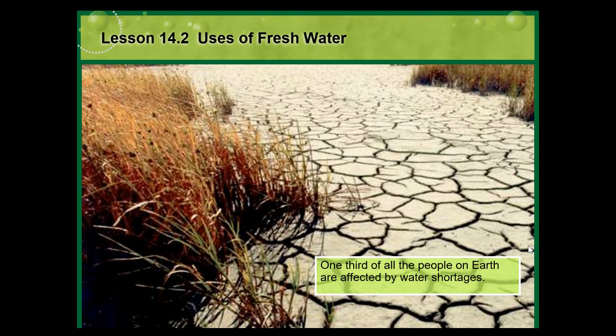All right, this is 14.2, the uses of fresh water. So in this lesson, we're going to talk about how water is used, obviously. One third of all the people on Earth are affected by water shortages. So water is very important because we need clean, fresh water for many, many things.